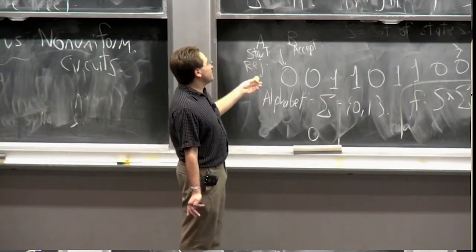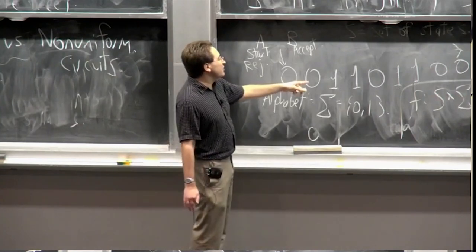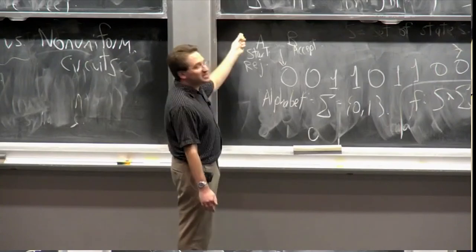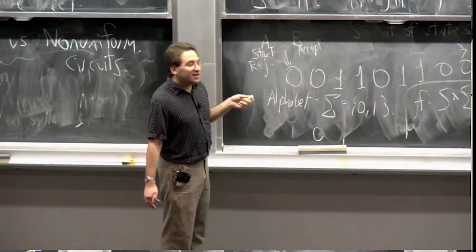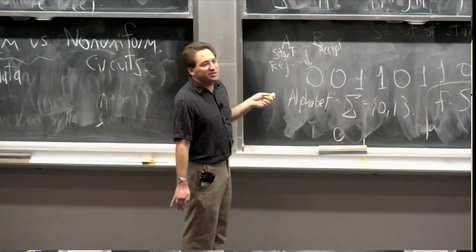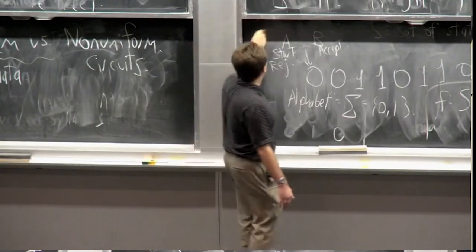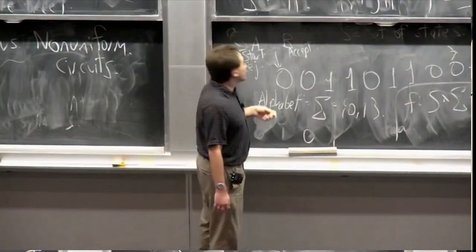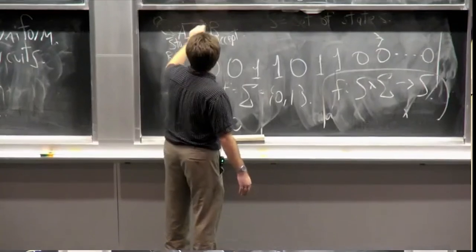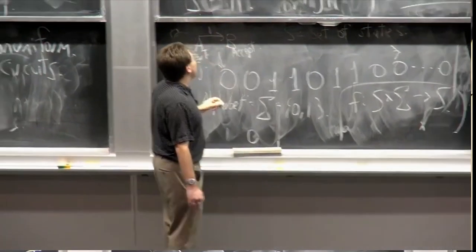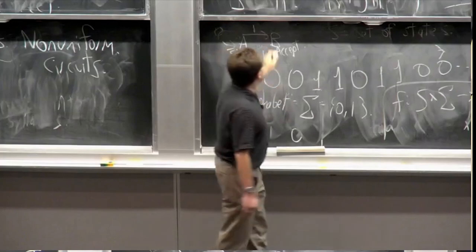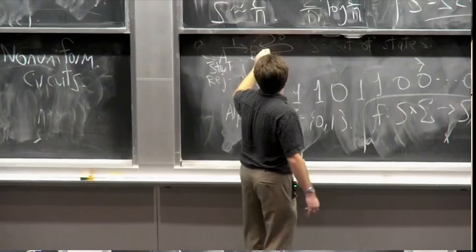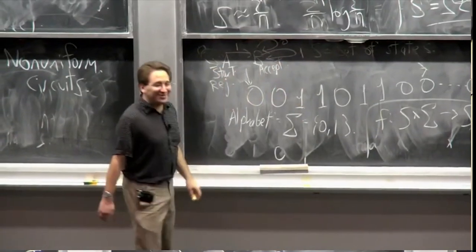Now I said I want a finite automaton that's going to accept if and only if there's any one in my string. So what arrows should I draw from this A state? If I'm in state A and I read a zero, what should I do? Stay in state A. If I'm in state A and I read a one, what should I do? Go to state B, because now I know that I can accept. If I'm in state B and I read a zero, what should I do? Stay in B. If I'm in state B and I read a one, what should I do? Stay in B. There we go, our first finite automaton.